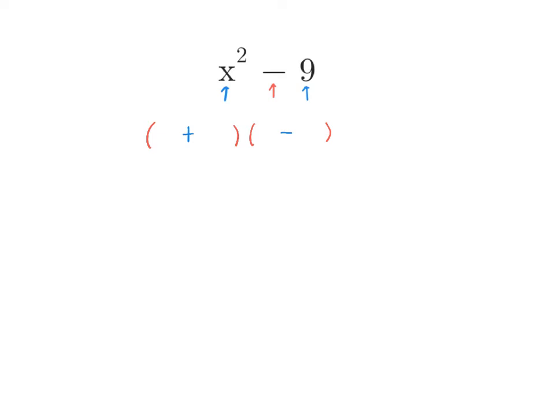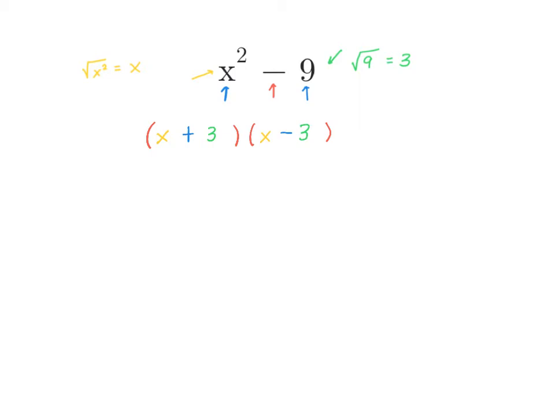So then what we're going to do is take the square root of the first term. The square root of x squared is just x. So we would have x here and x here. And then we have the square root of the second term. The square root of 9 is 3. So they would each get a 3. So this factors into x plus 3, x minus 3.